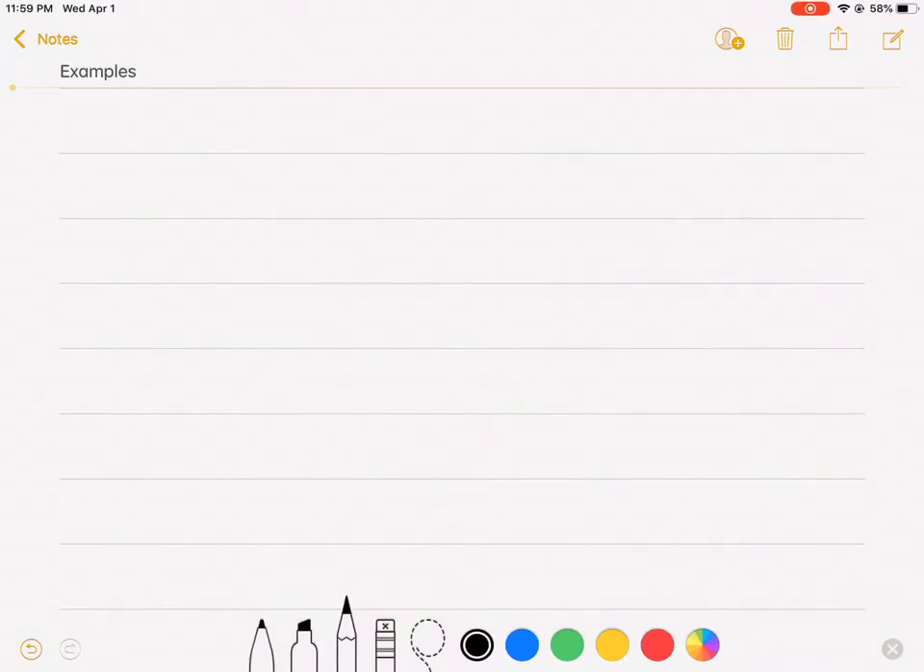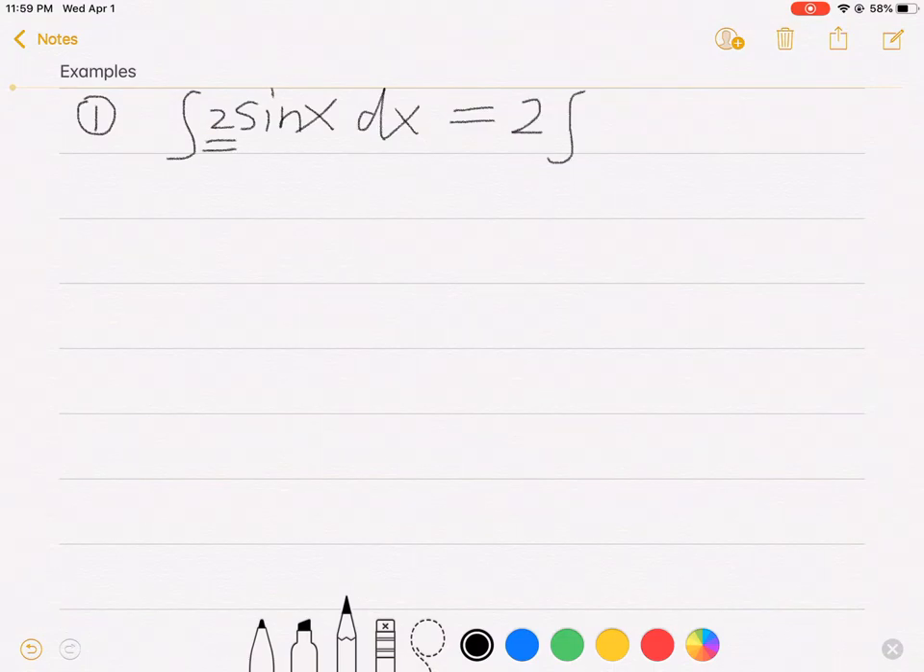So now let's look at some examples about the antiderivative. The first example, we want to know the antiderivative of 2 sine x dx. Okay, so that means whose derivative equals 2 times sine x. So we have the property that we can take this constant 2 outside. It's 2 times the integral of sine x dx.